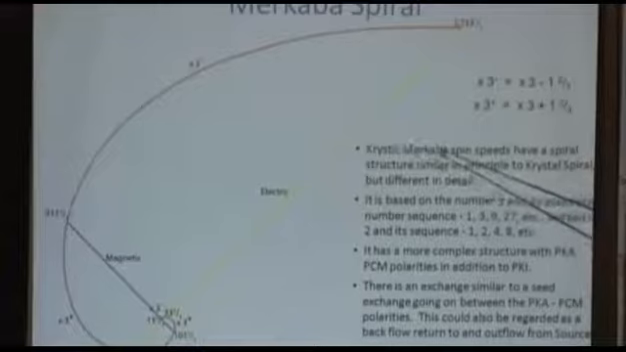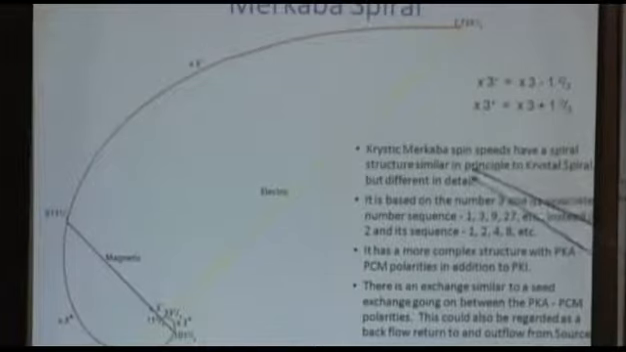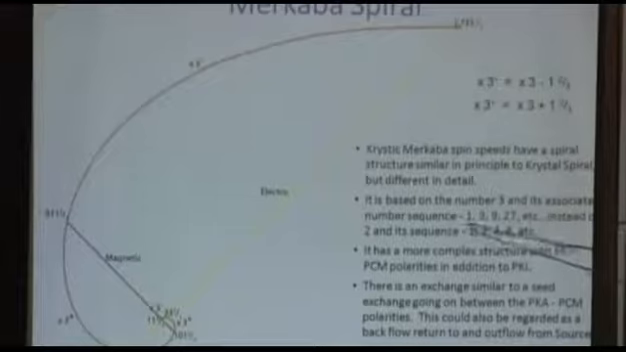Now, what we have here is the crystallic Merkaba spin speeds. They do have a spiral structure similar in principle to the crystal spiral, but different in detail. It's not based on the number 2, it's based on the number 3 and its associated number sequence. So instead of going up 1, 2, 4, 8, it goes up 1, 3, 9, 27. So there is that difference.